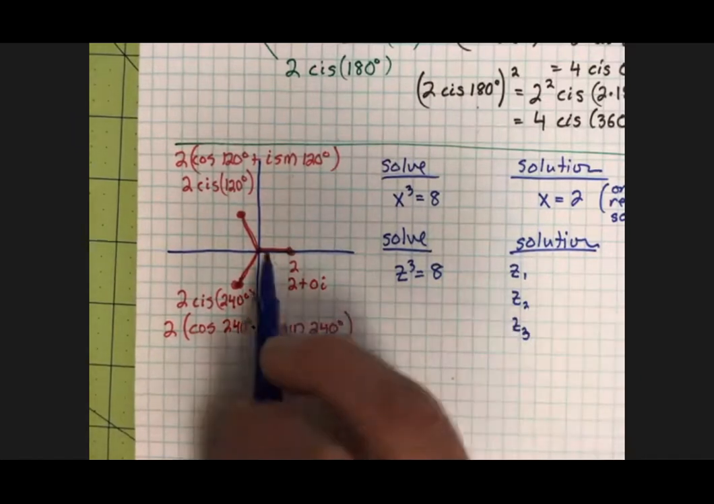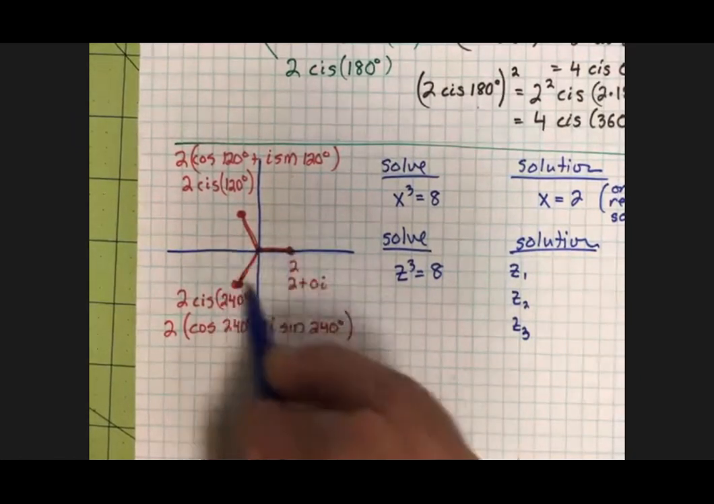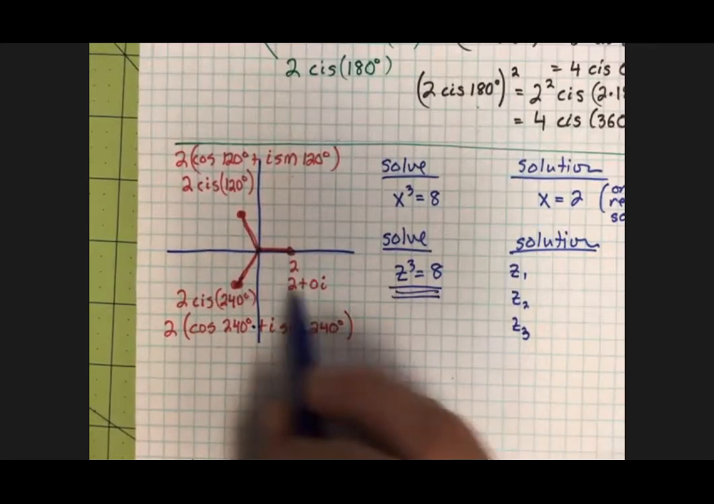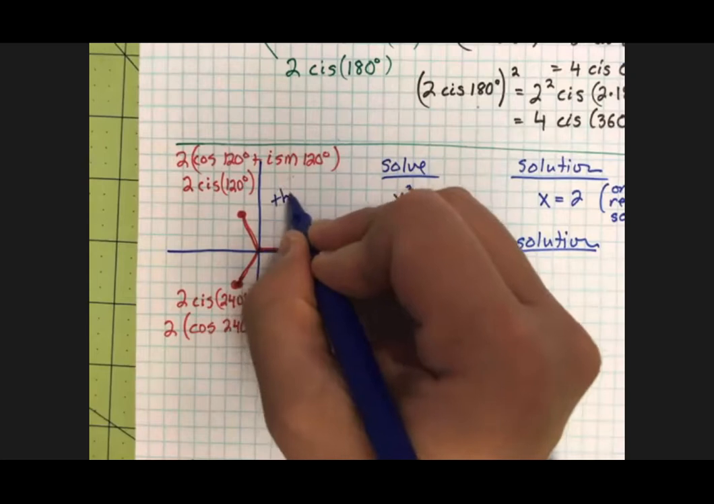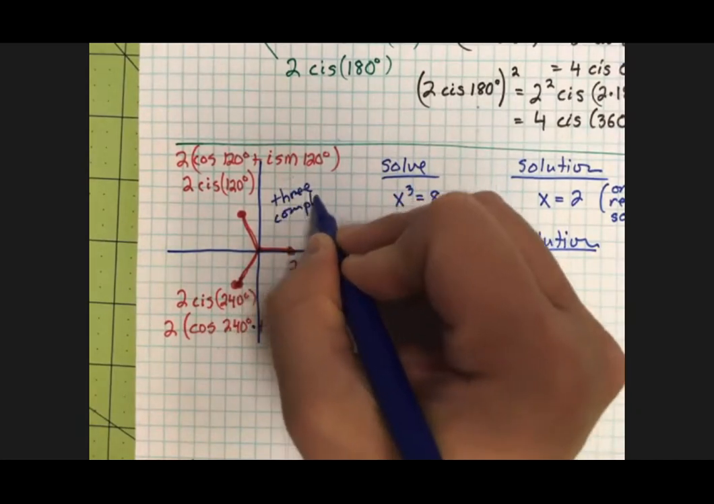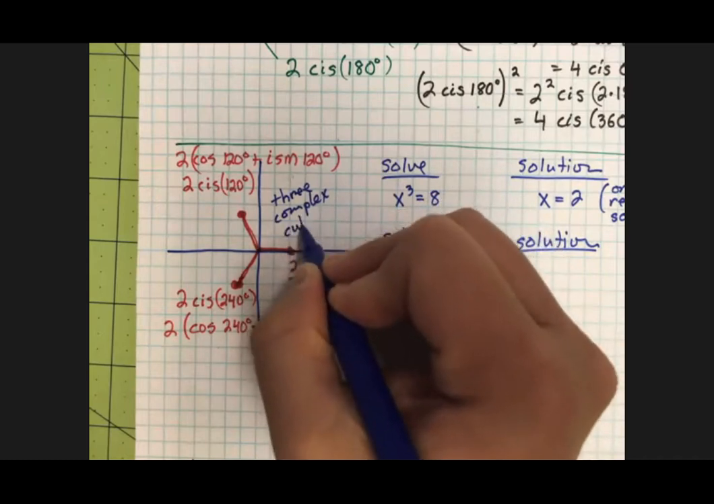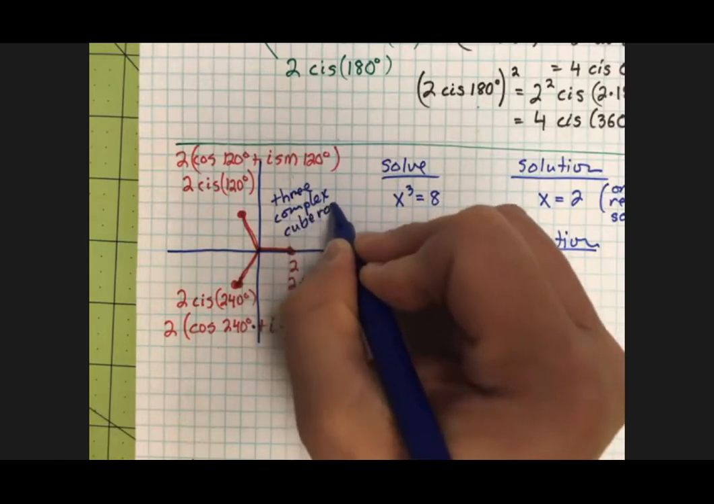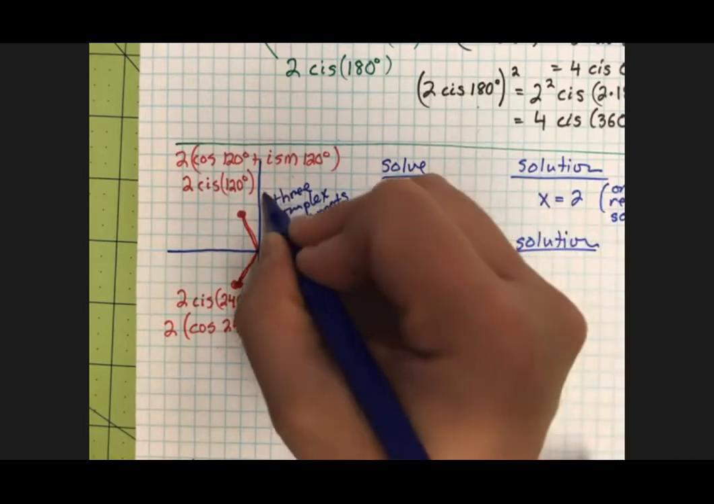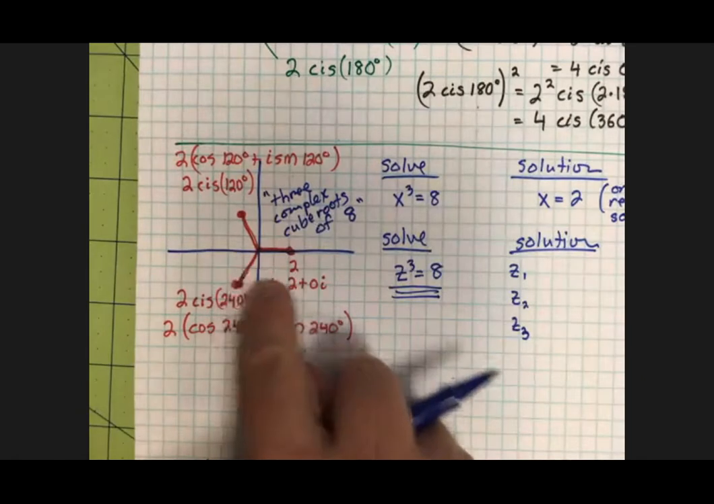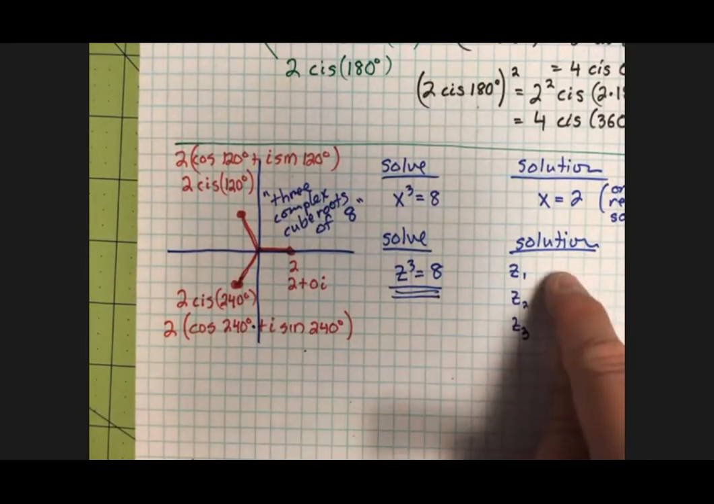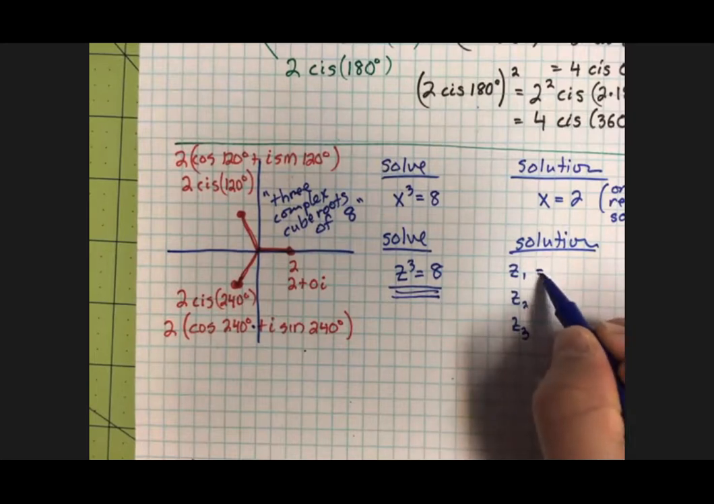I want you to see that these 3 complex numbers all make this equation true. These are called the 3 complex cube roots of 8. These are the 3 complex numbers that I could cube to get 8. Let me write them down, and I'll test them in the calculator.